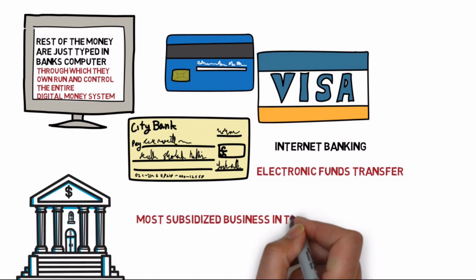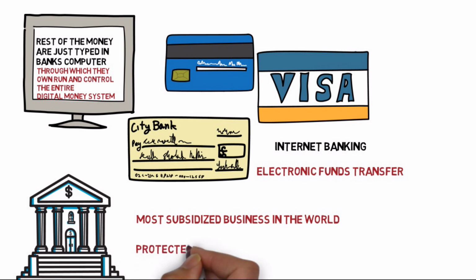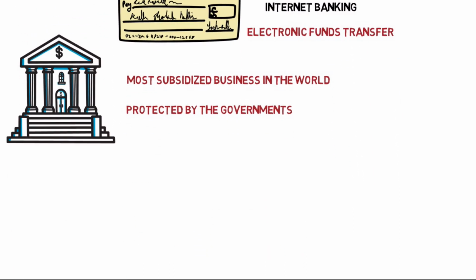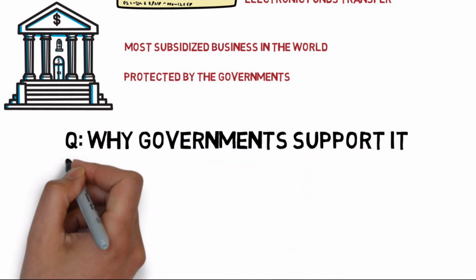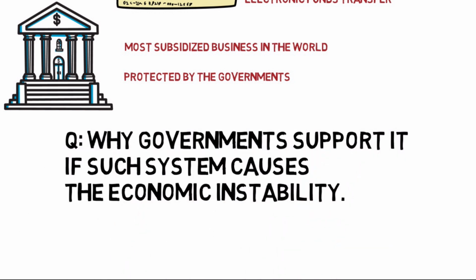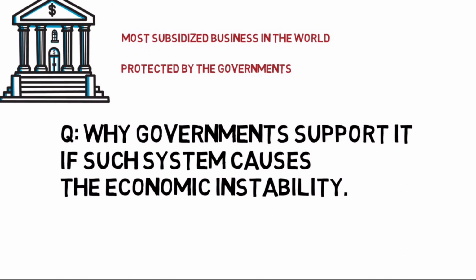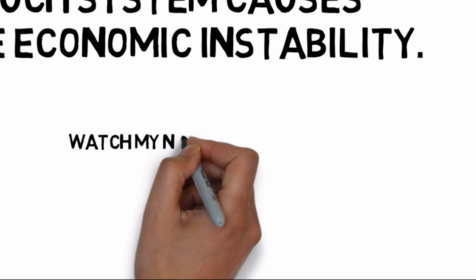Banks are the most heavily subsidized business in the world, and this business is protected by governments. Even if we are facing a lack of income, the banks always flourish. Now you might have a question: why do governments support it if such a system causes economic instability? You will get the answer in my next video.